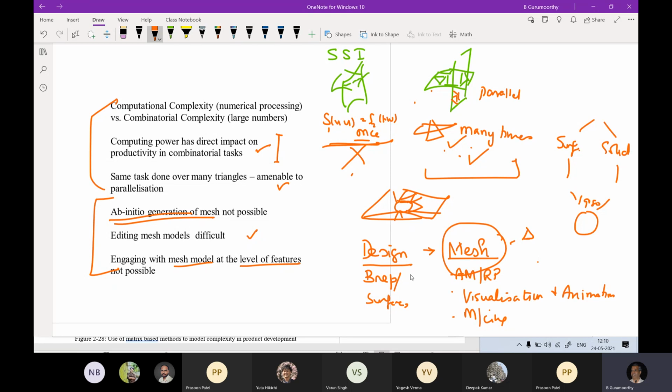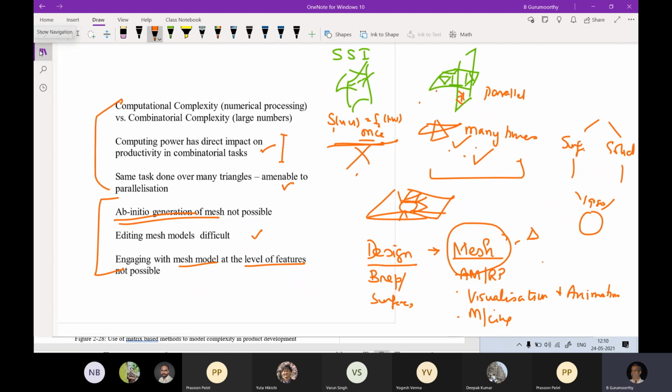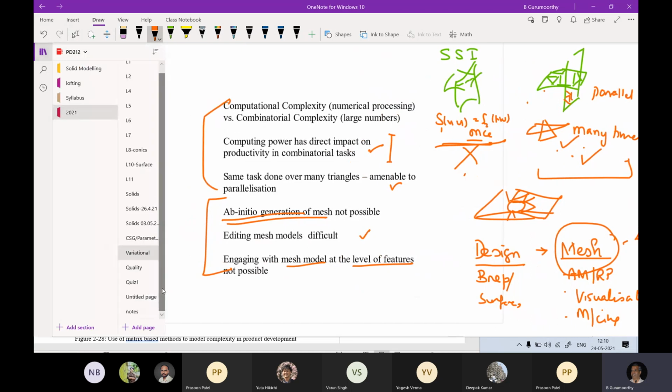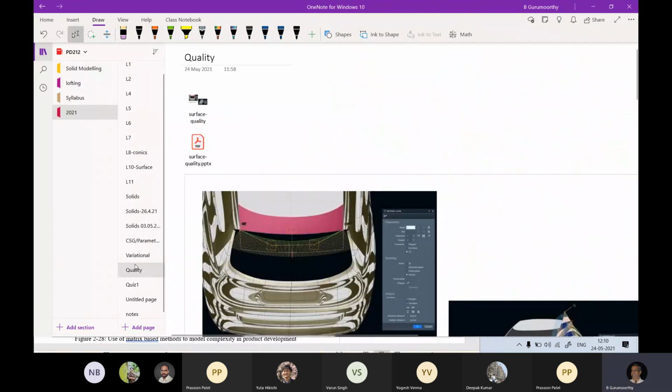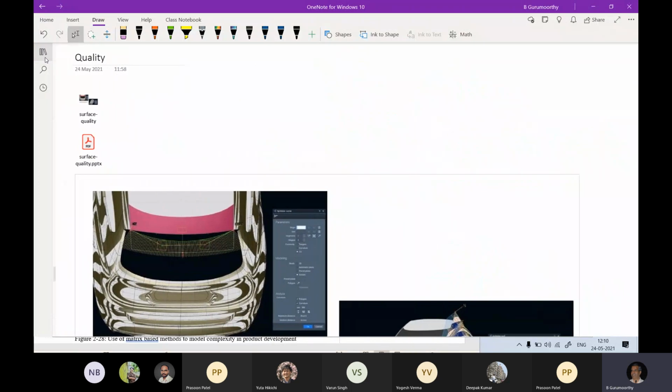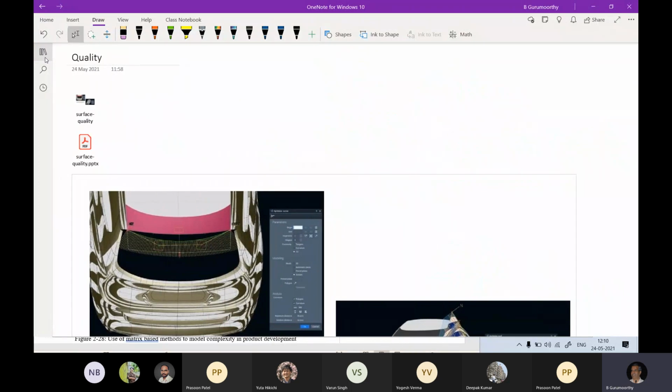What I want to do next today is to touch one topic that we missed doing when we were talking about surfaces. Let me just pull out the slides for that. And that is this issue of quality. Now, I don't have much material on this, but let me just start by saying what we mean here.